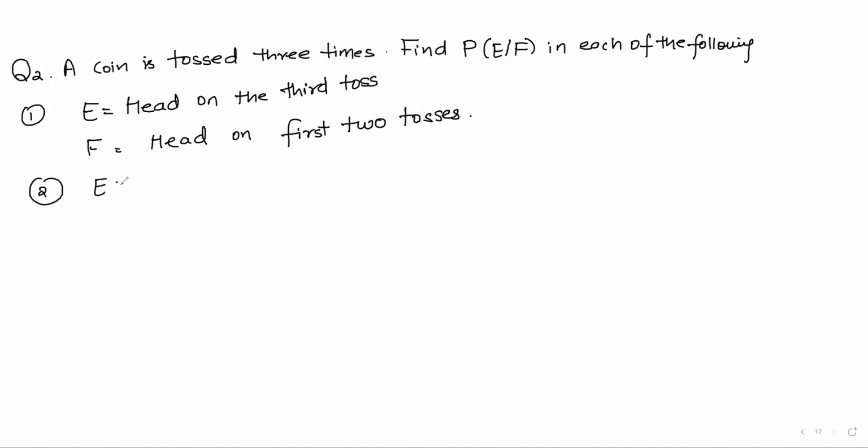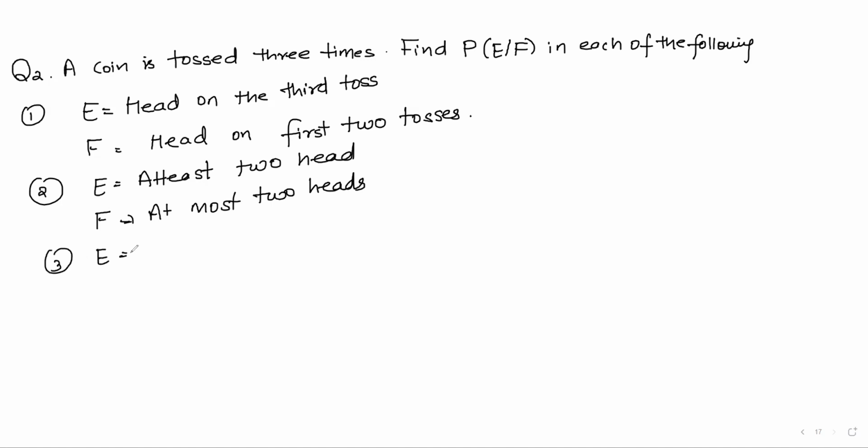Second is E is equal to at least two heads, and F is at most two heads. Third is E is at most 2 tails, and F is at least 1 tail. Okay, please try.